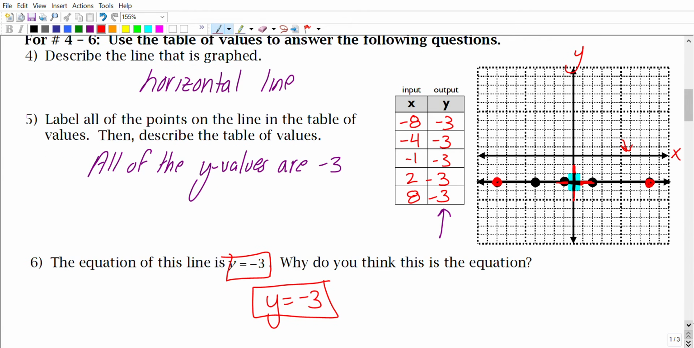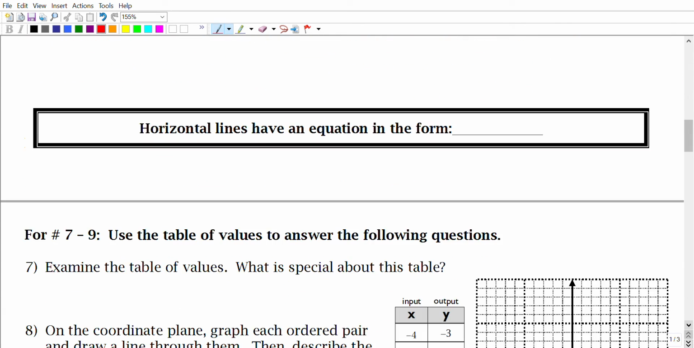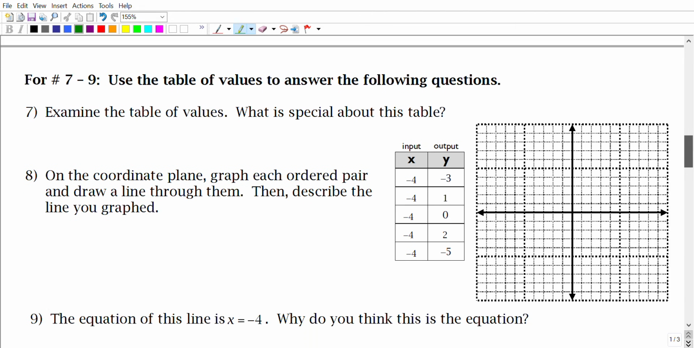Okay, so hopefully that started to make a little bit more sense. We were able to see two cases where we have horizontal lines. The rule of thumb for horizontal lines is that we always will have a horizontal line if we have an equation of the form y equals some number. So a horizontal line is y equals. It crosses the y-axis. Every single horizontal line will have an equation that starts with y equals a particular number. Alright, let's go ahead and move on to number 7 through 9.